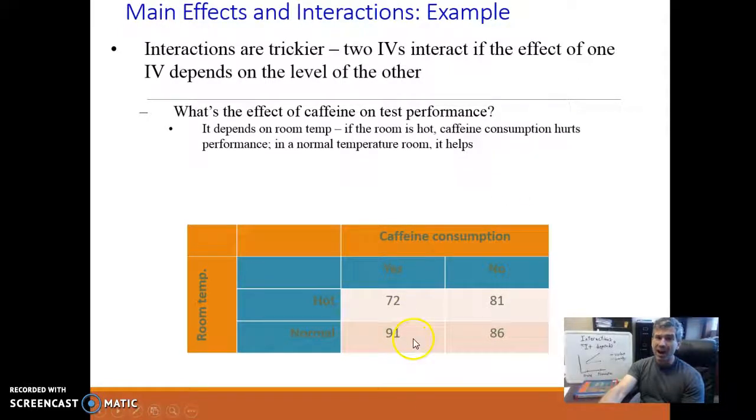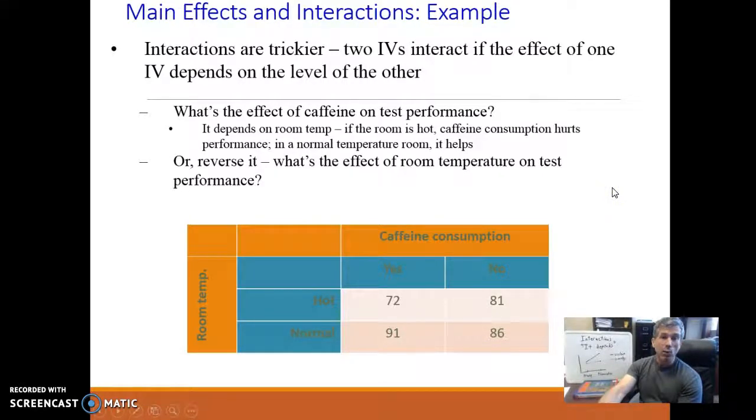So if the room is hot, you don't want caffeine consumption. In a hot room, caffeine consumption impairs performance. In a normal temperature room, it helps. So there's that it depends. There isn't a consistent effect there. Caffeine is good for your test scores in a normal temperature room. It's bad in a hot room.